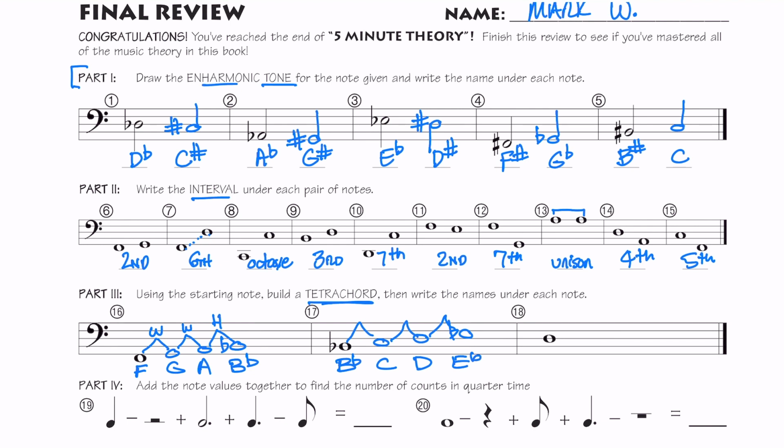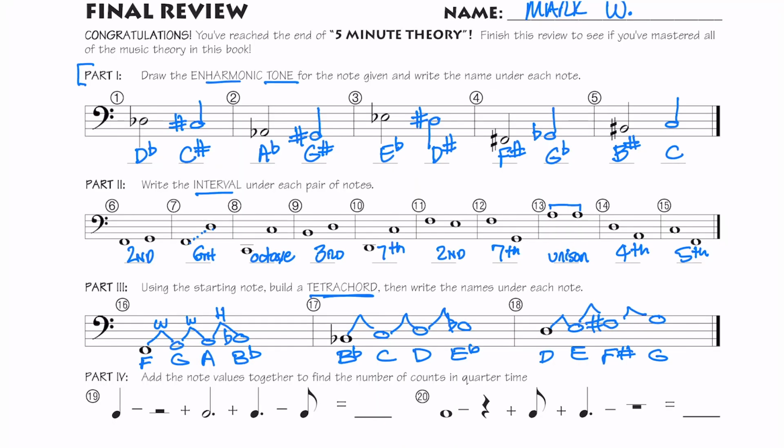Cool. And number 18, starting on a D, up a whole step to E. Now this is tricky. E up a whole step is F. E to F is a half step, so this has to be a sharp. So F sharp. And then a half step up from F sharp is G.